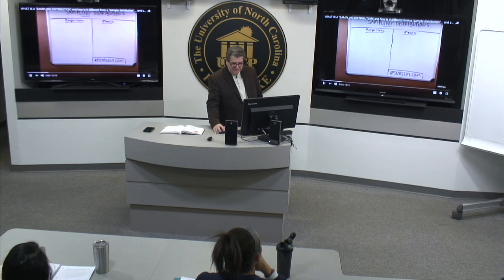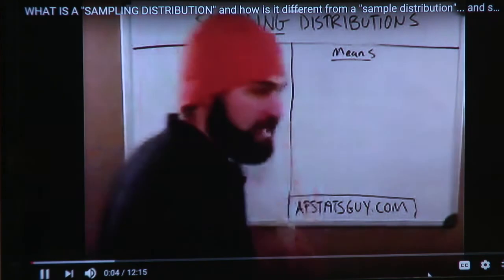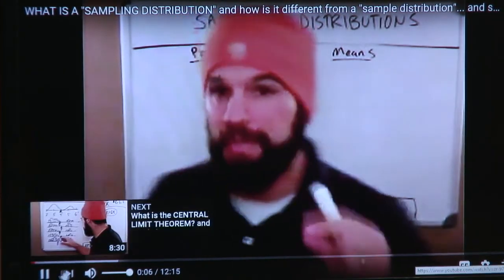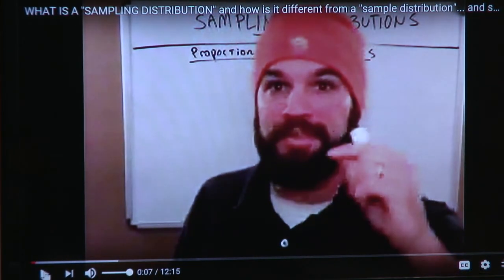Sampling distributions. It's important that you understand this idea of sampling distributions. By the way, the first thing I wanted to say, and one thing I like, is that he's emphasizing the word sampling. Remember, I wrote it on the whiteboard last time. Sample distribution is not this.